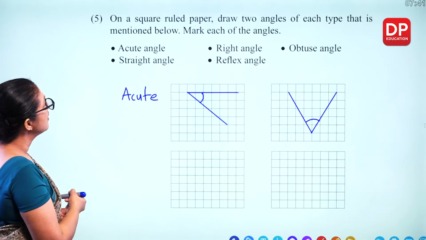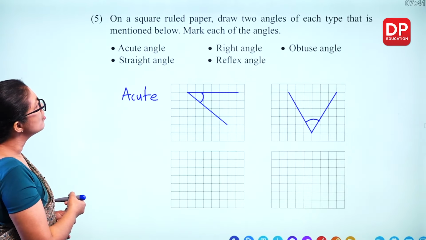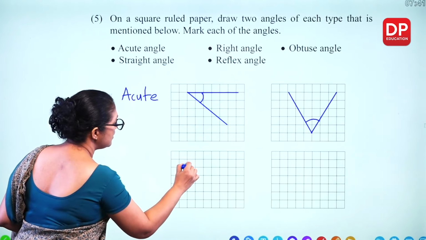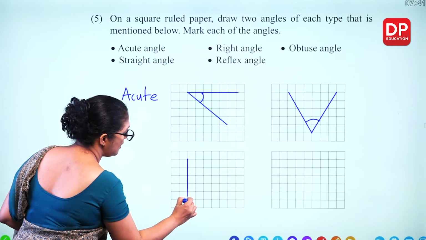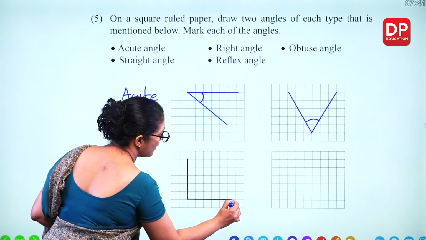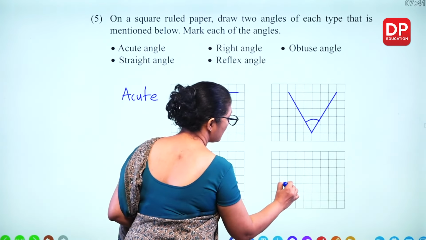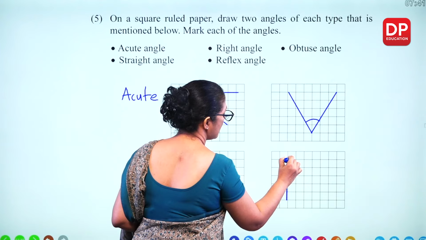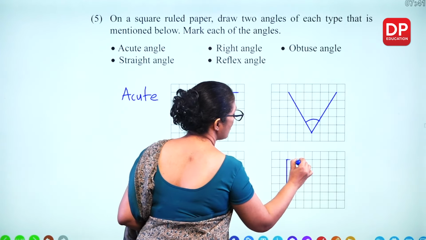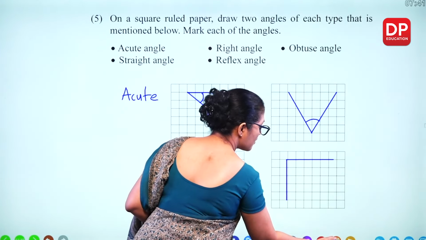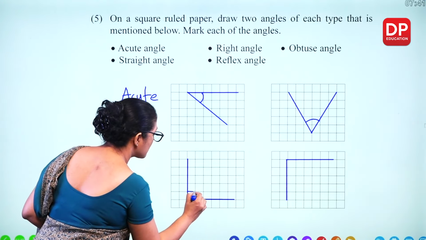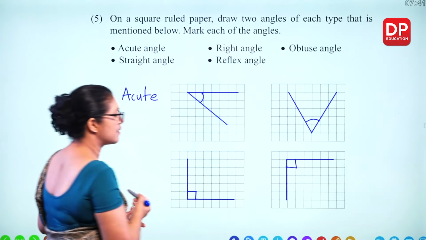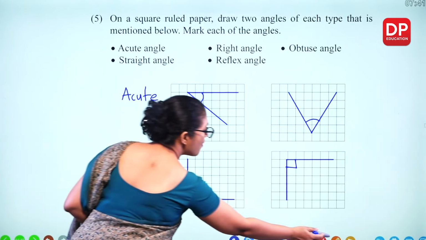Then I'll do the right angle. Right angle, that means a vertical line and a horizontal line. Vertical line and a horizontal line. So you can mark it. So this is a right angle, this is a right angle.